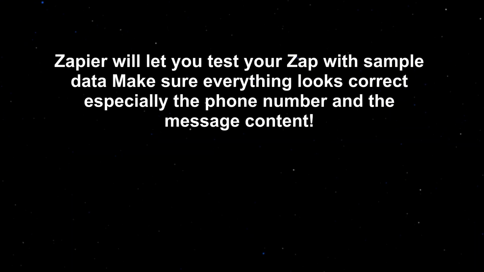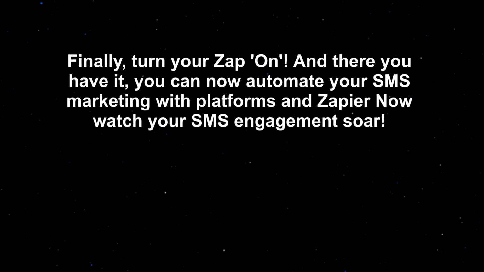Zapier will let you test your Zap with sample data. Make sure everything looks correct, especially the phone number and the message content. Finally, turn your Zap on. And there you have it. You can now automate your SMS marketing with platforms and Zapier. Now watch your SMS engagement soar.